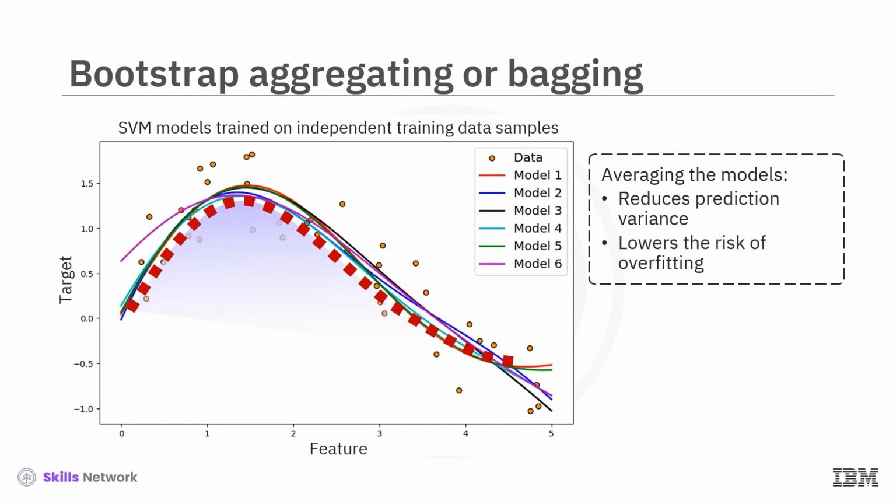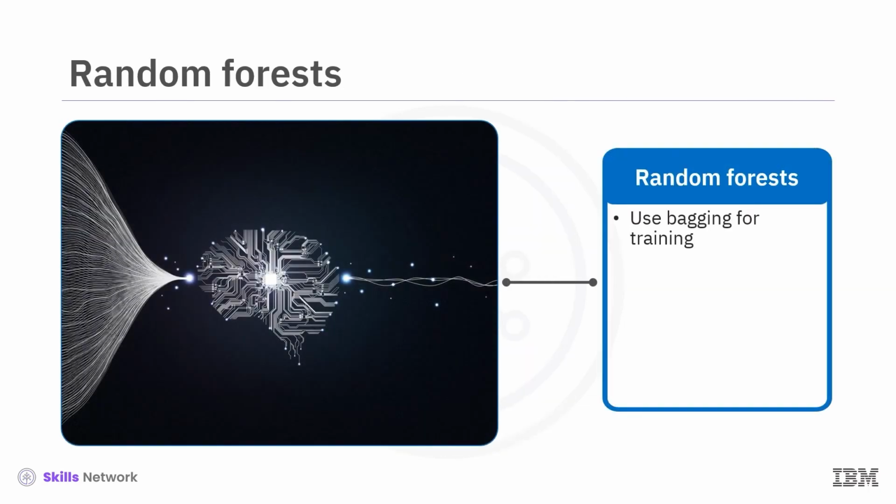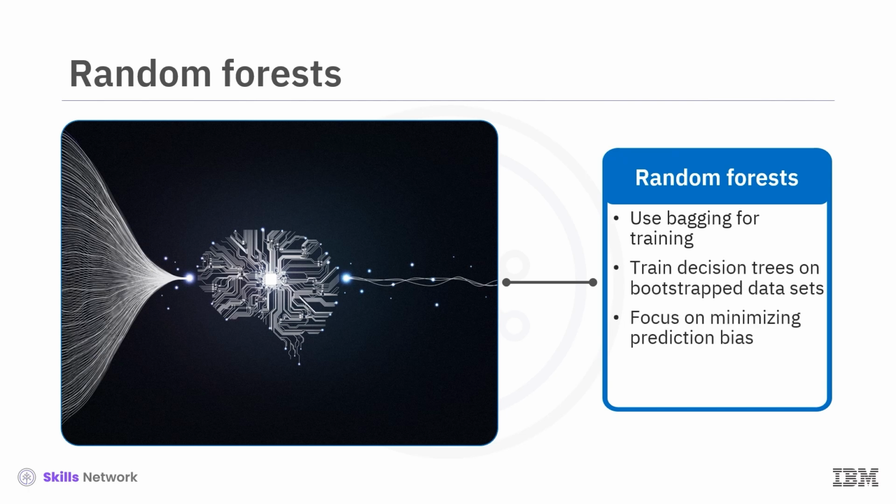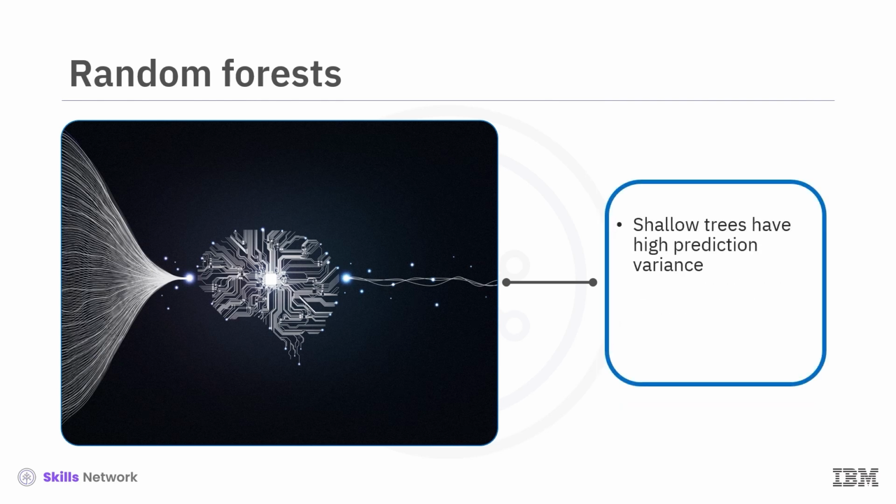Random forest is a bagging method that trains multiple decision trees on bootstrap datasets. These trees don't need to be very deep. Instead, the focus should be on minimizing prediction bias. Shallow trees have high prediction variance, and aggregation significantly reduces this variance while only slightly increasing bias.